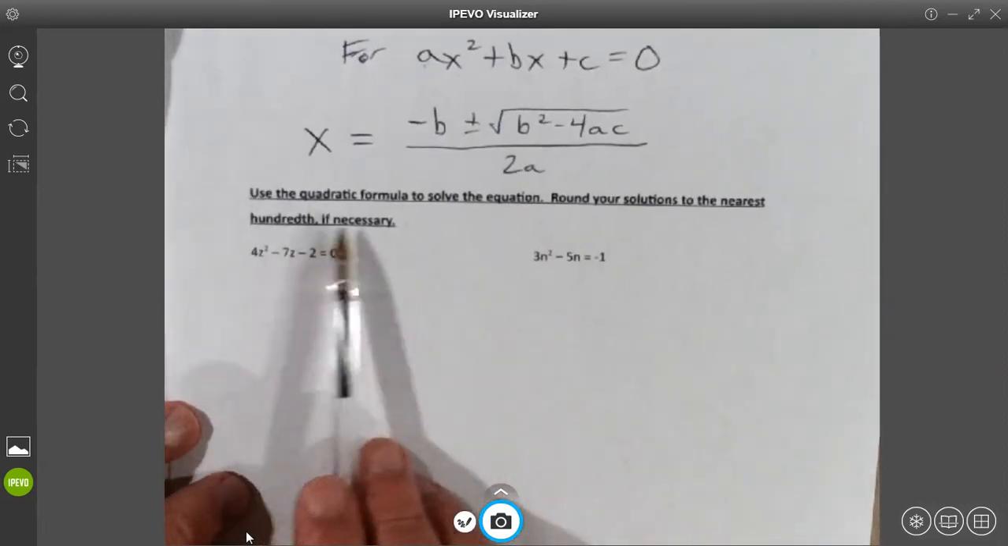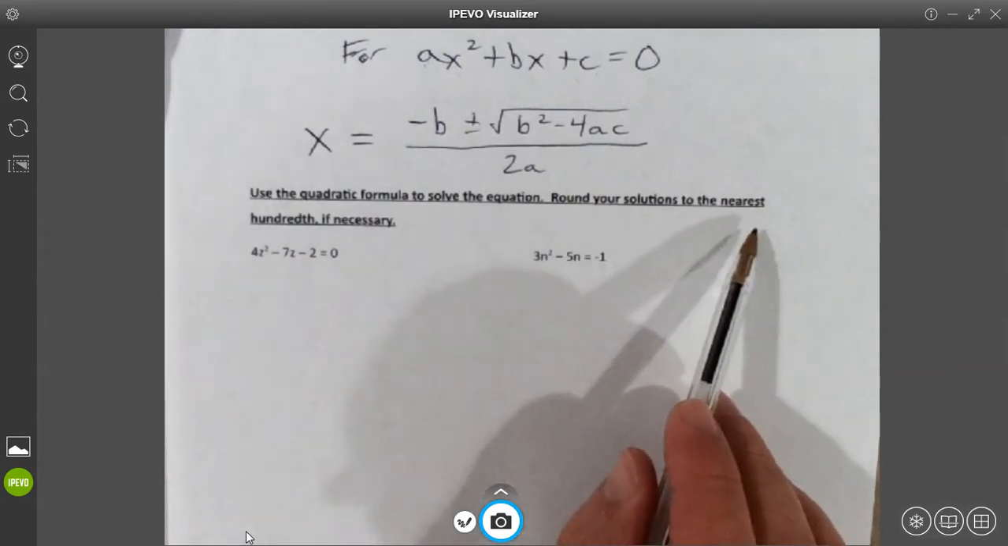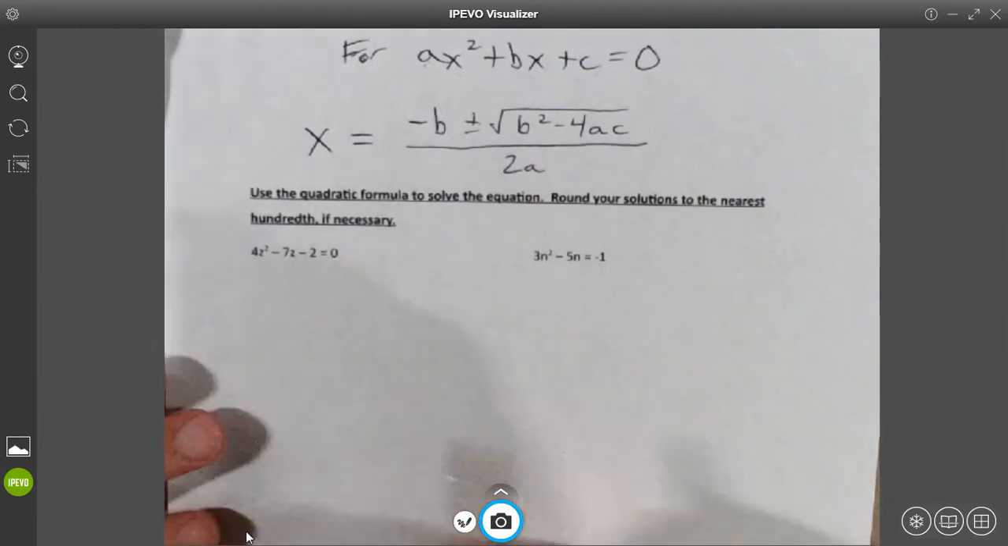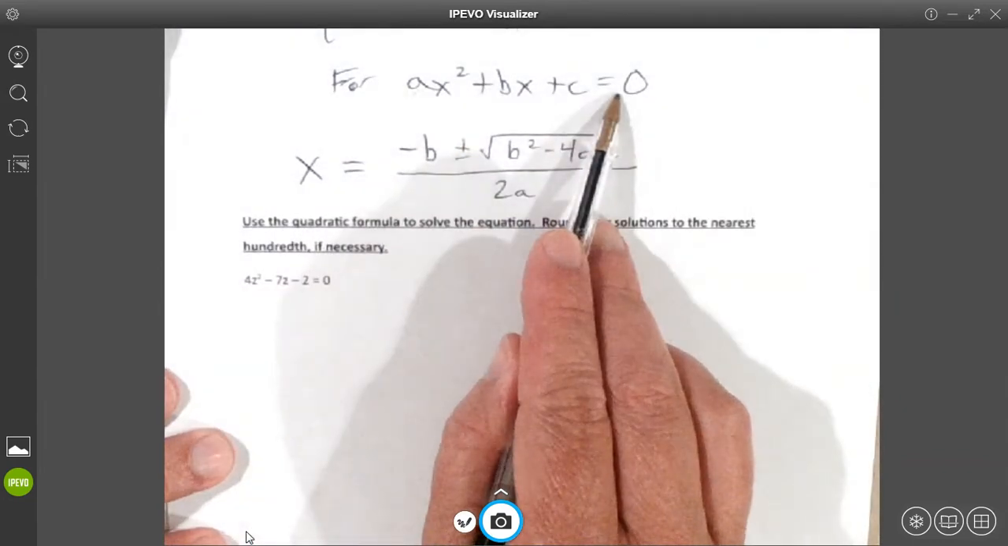It says use the quadratic formula to solve this equation, and we might get some irrational answers, so it does say round to the nearest hundredth if necessary. We'll look at this. The first thing to realize here is we've got to get our equation set equal to 0, and that's done.